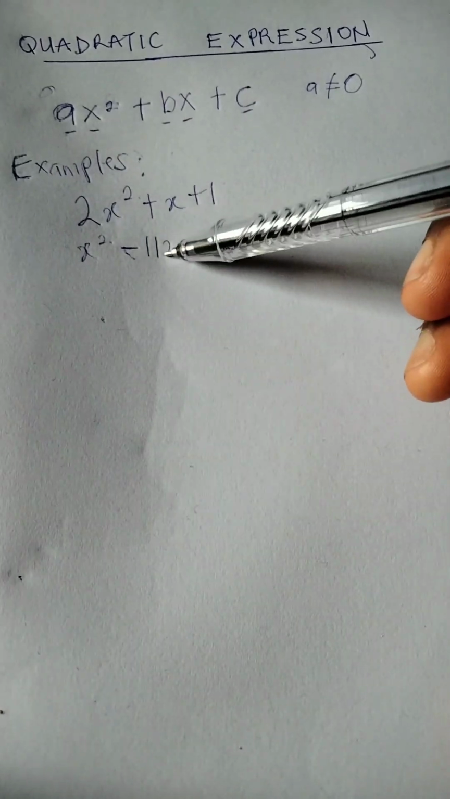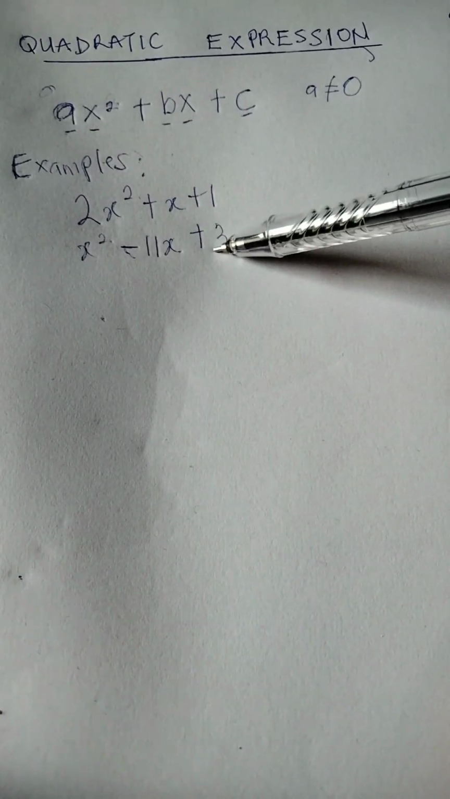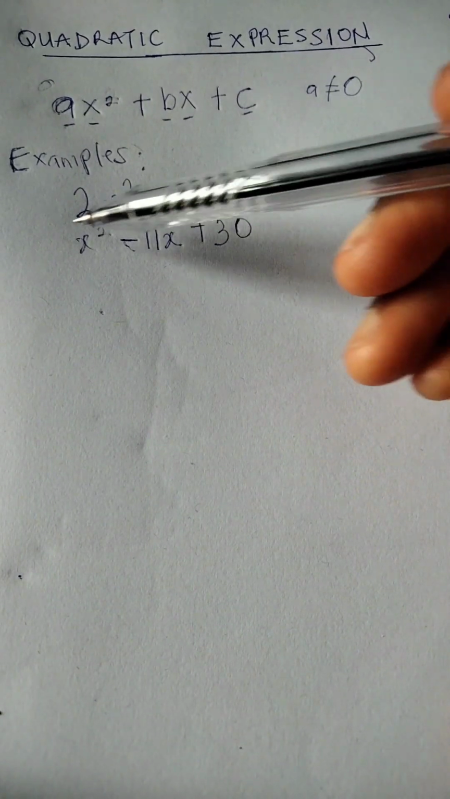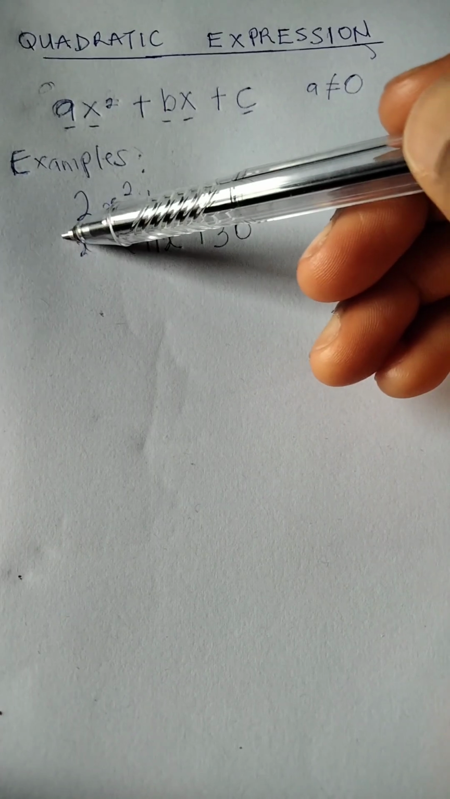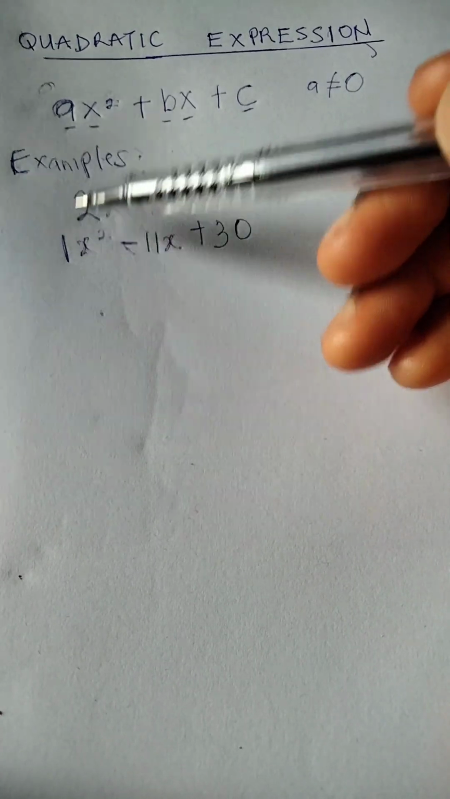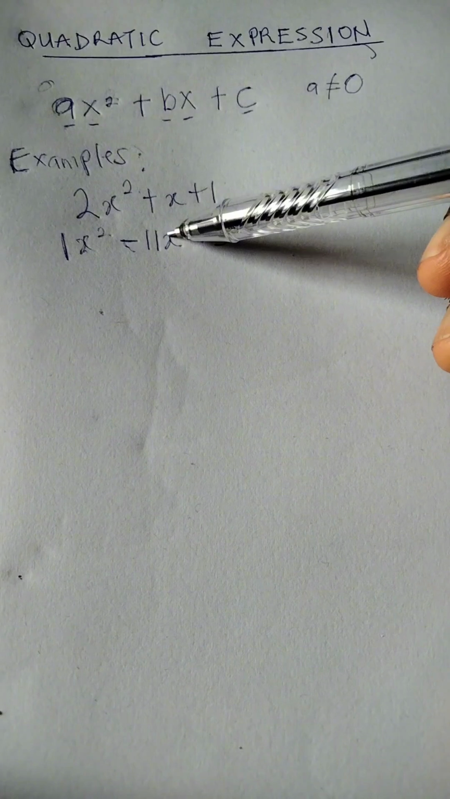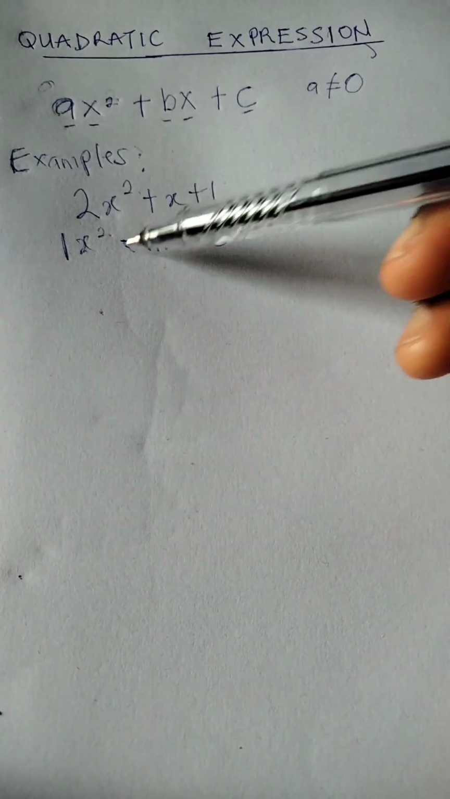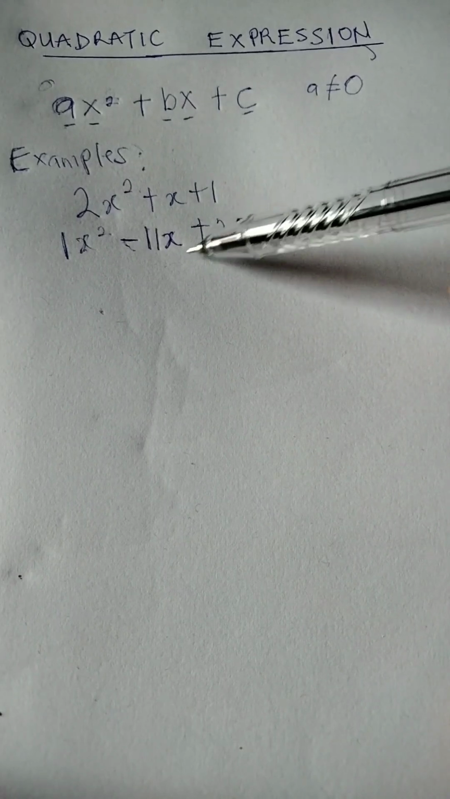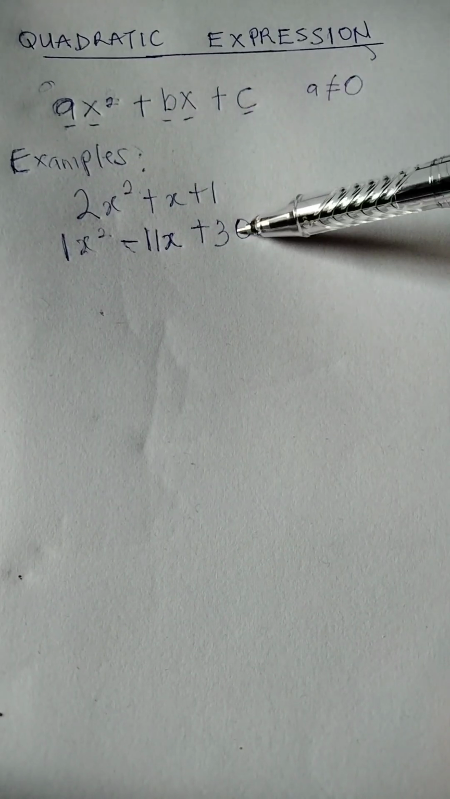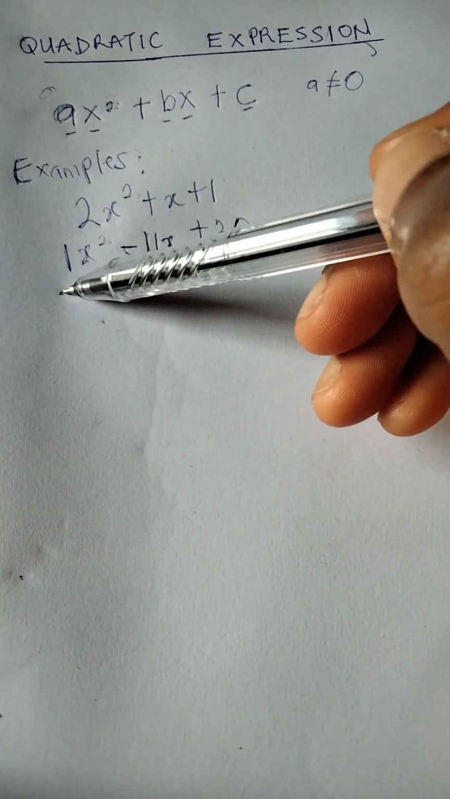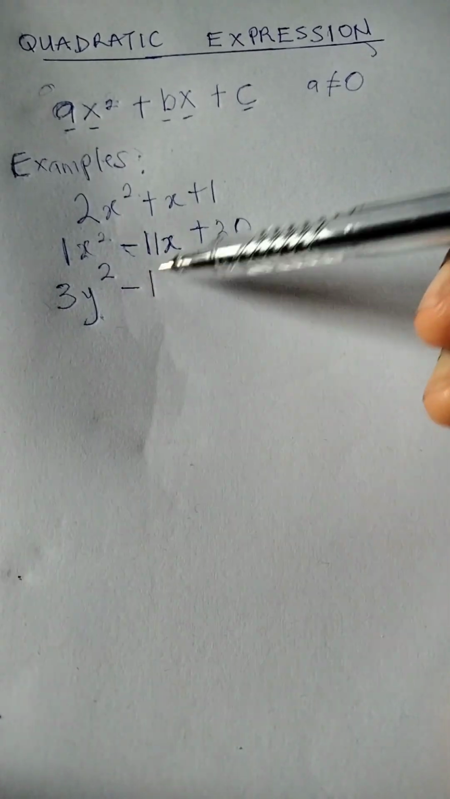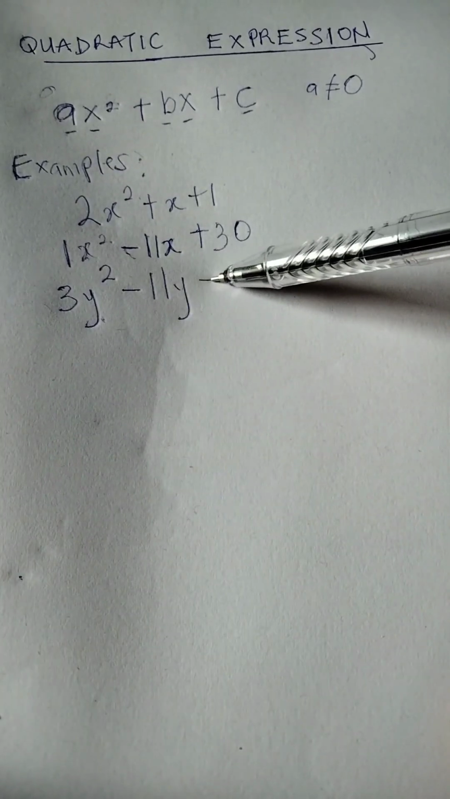Now we can also have x squared minus 11x plus 30. Now this is another quadratic expression. The coefficient of x squared here is 1, so we can say that a here is 1. The coefficient of x here is minus 11, so b is minus 11. The constant is 30, so c is 30. Now we can also have it in this form: 3y squared minus 11y minus 4.